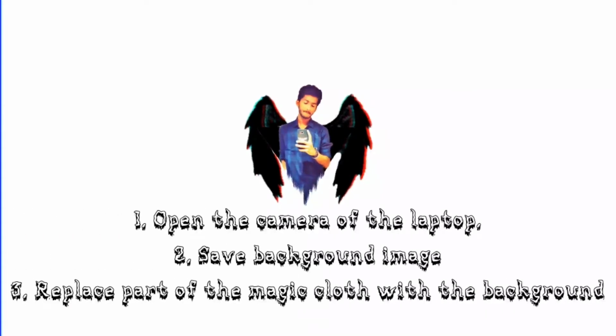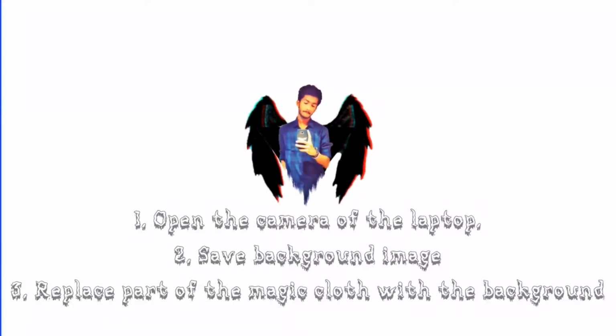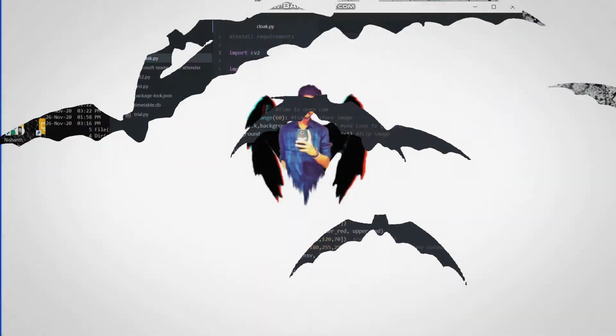Let's break down the program into three steps. Step one, the program has to open the camera of your laptop. Step two, it has to save the background image. Step three, we want the program to replace the background image in place of our invisible cloak.